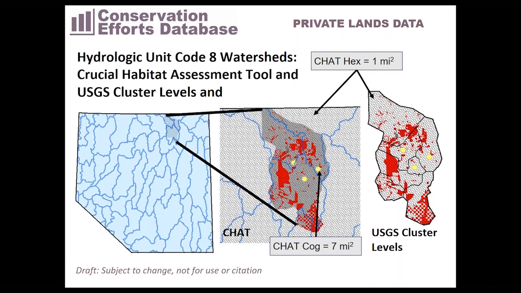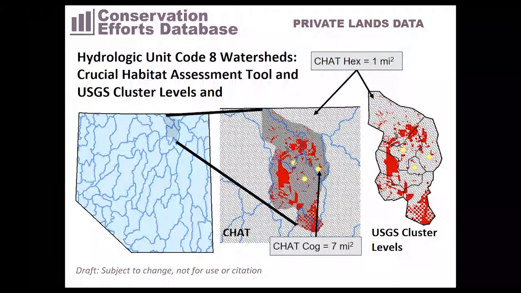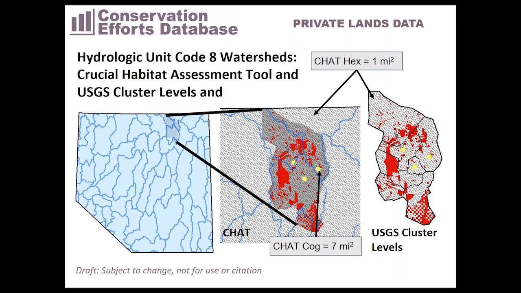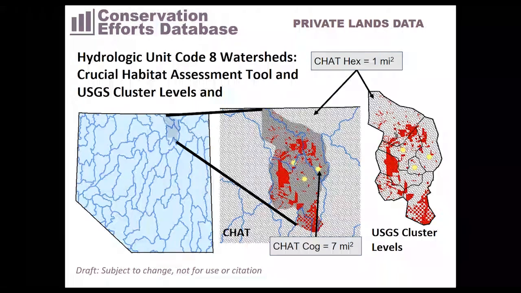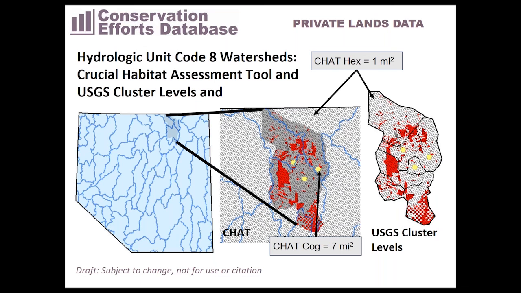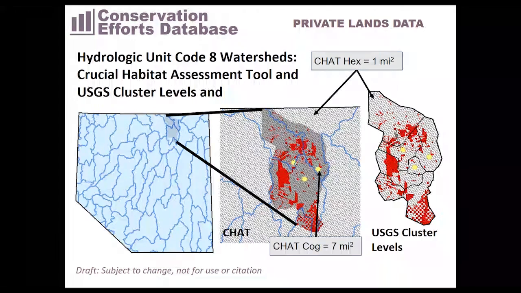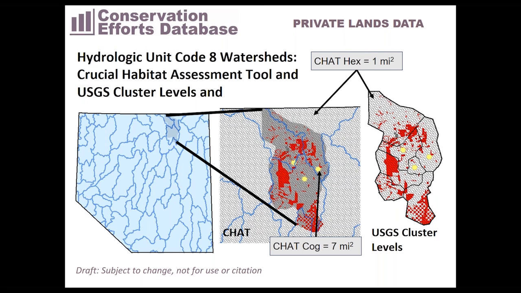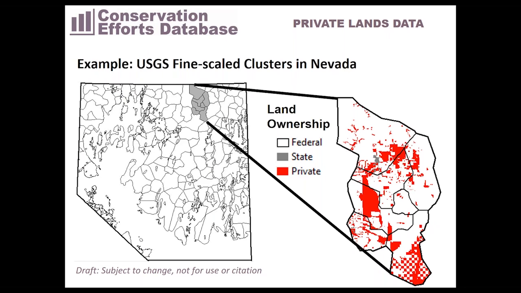Again, just another comparison to give you a feel for how large these areas are. On the left, you'll see the HUC 8 watersheds. In the center, you'll see the blue lines, the HUC watershed along with the 1 square mile hexagons, and then we threw in the 7 square mile cogs. And then back to the original.